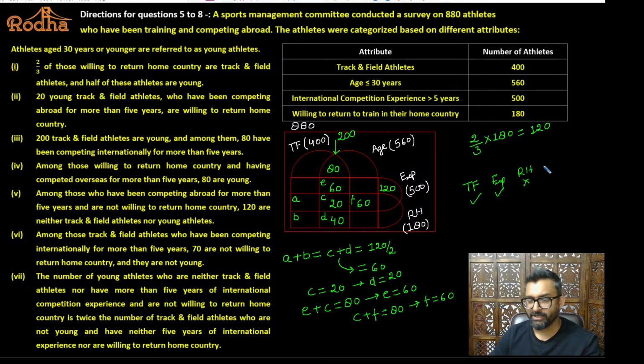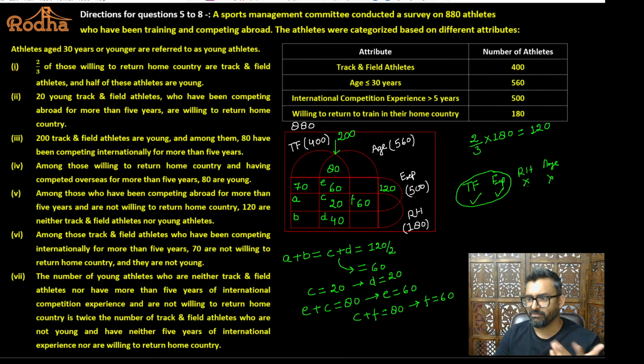Okay, and they are not young, so their age is also different, meaning they are not young. So that means this plus this is 70. Do you agree with this? Tell me, only these two. They are outside this. That means track and field athlete and experience. So track and field athlete and only experience will be 70. So this is 70. Yes or no? Point taken?